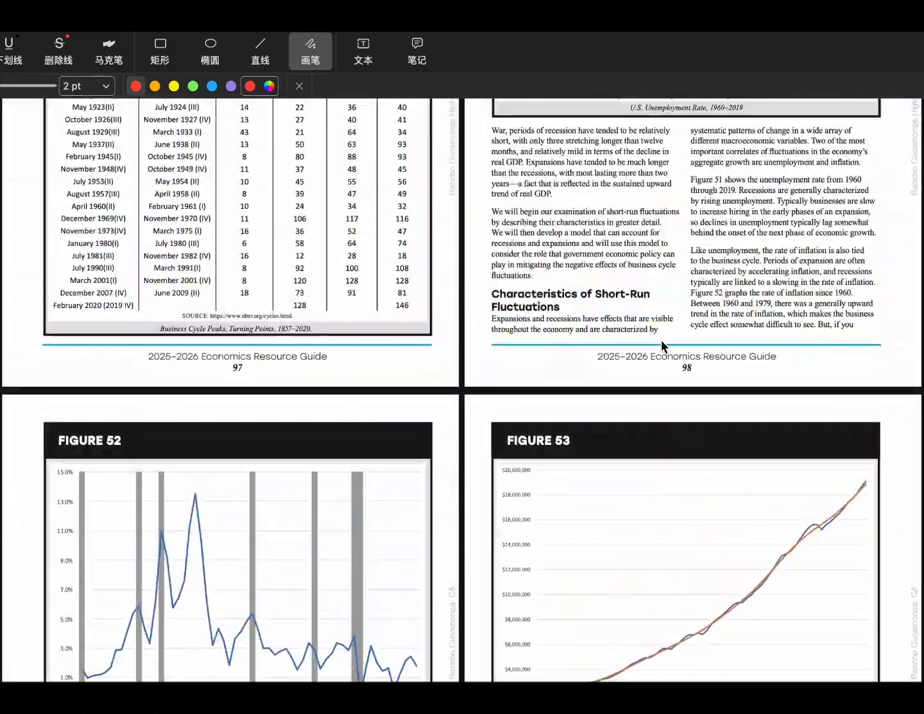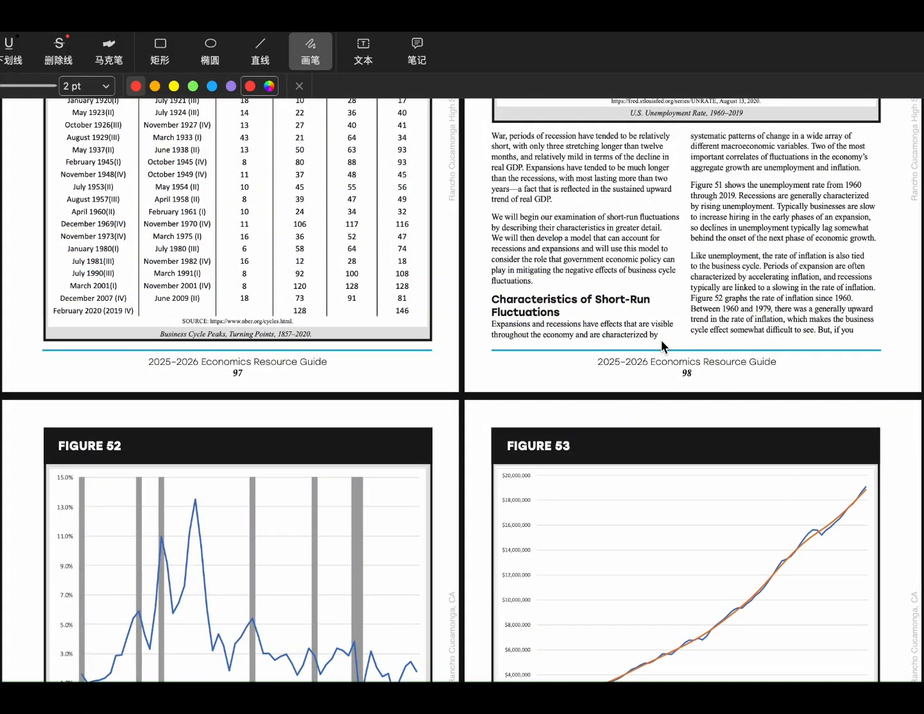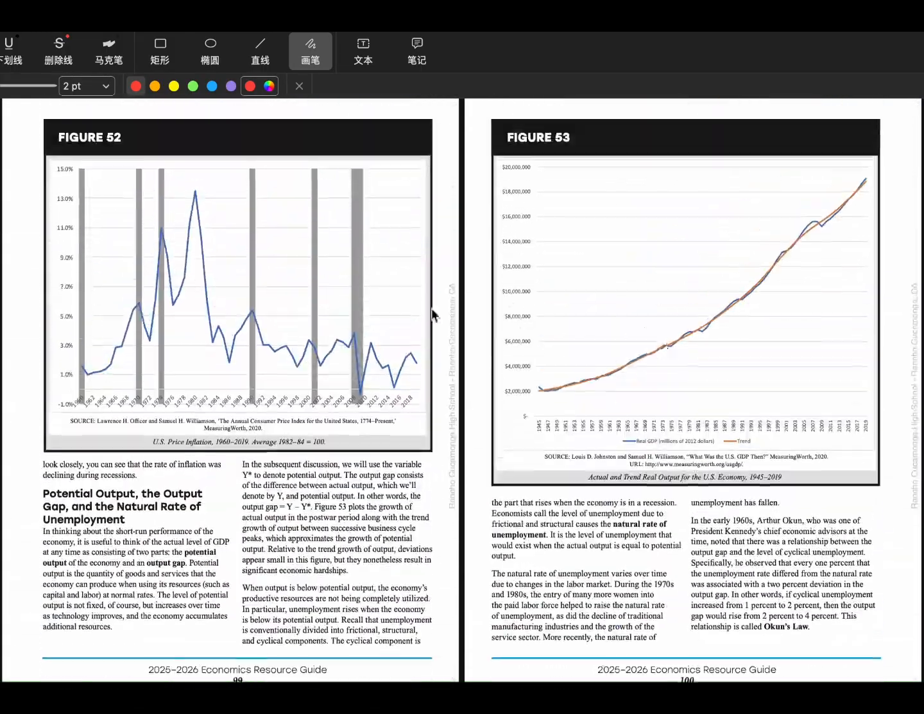And after that, let's talk about the potential output and the real output. The potential output is signified as Y star. This is the potential of the economy at full employment. In other words, it's the economy's full performance.